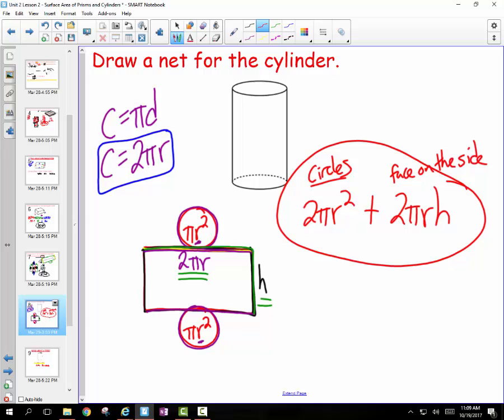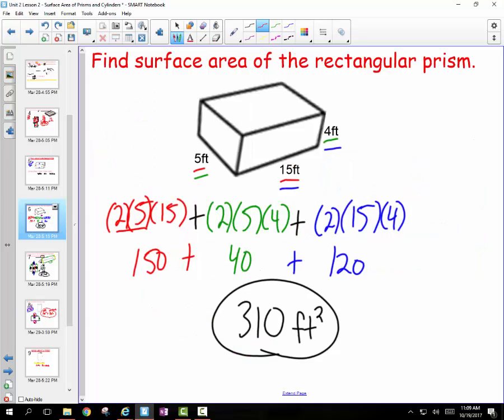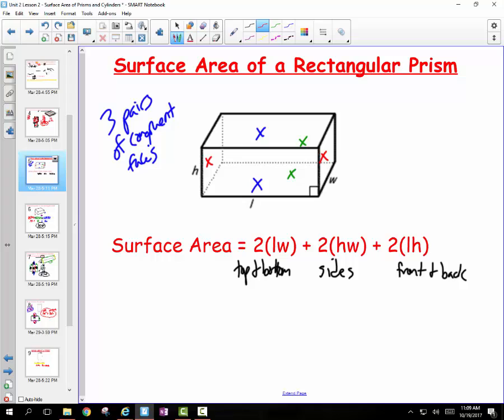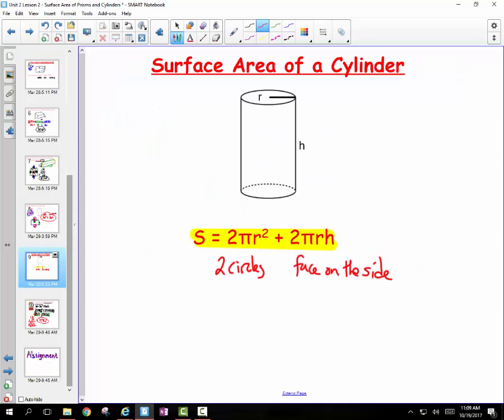But notice I also did give you 2 formulas. For a rectangular prism, the formula is simply 2 length times width plus 2 height times width plus 2 length times height. That's not as important as this formula right here for surface area of a cylinder. You're going to want to memorize 2 pi r squared plus 2 pi r h. Those are the notes.